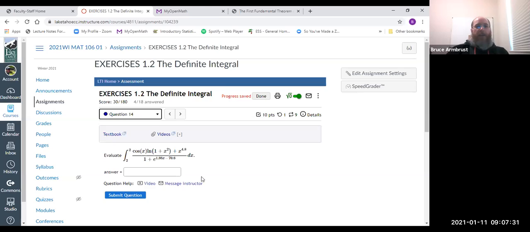Oh, okay, let's look at number 14. This one looks brutal, huh? So we're doing a definite integral, so we're doing that whole find the area under the curve, whatever. And this is our function: cosine times natural log of 1 plus x squared plus x to the 4.8 divided by 1 plus e to the 1.86 x minus 70.6.